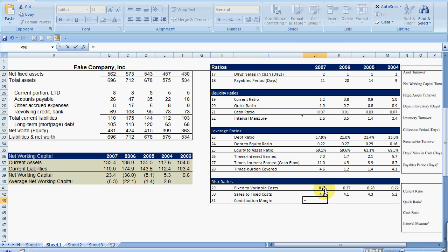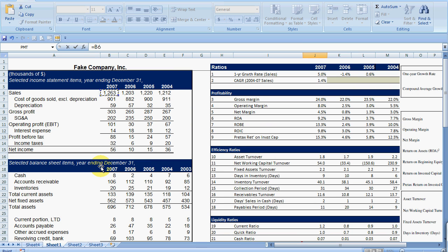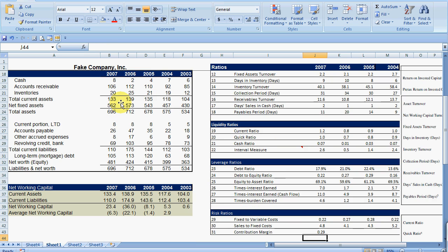so that's our sales, right? Minus our variable cost, so that's our cost of goods sold. Put that in parentheses, and we just divide that by sales. And that gives us 0.29.